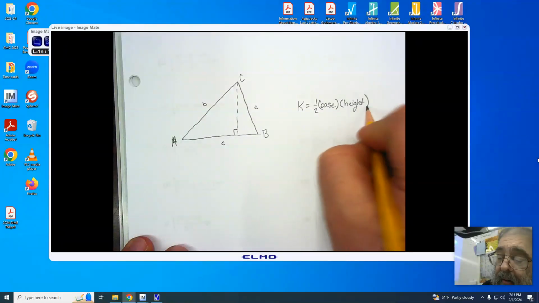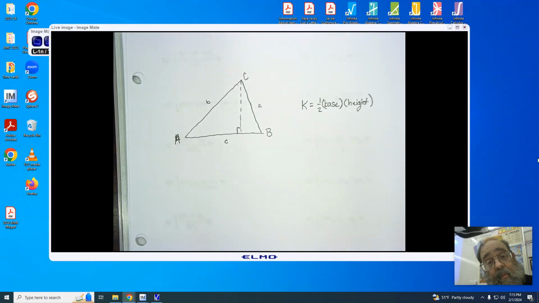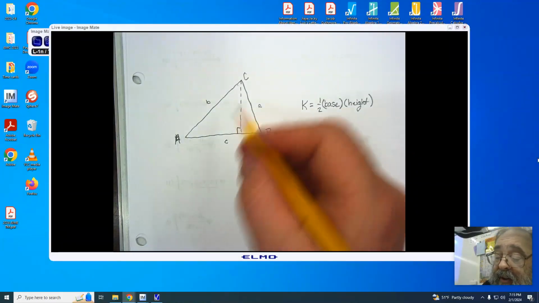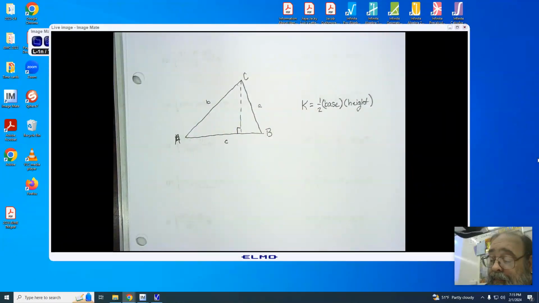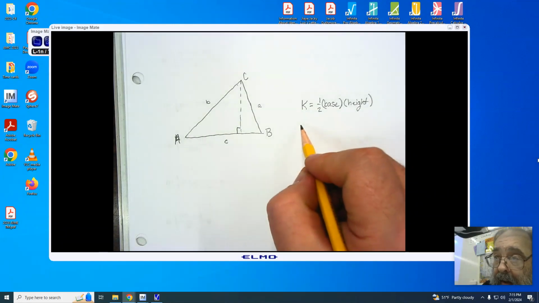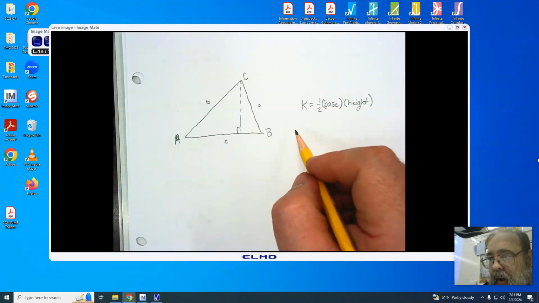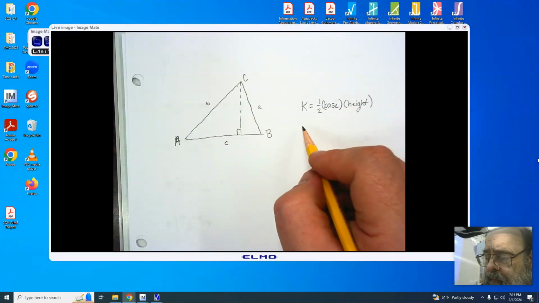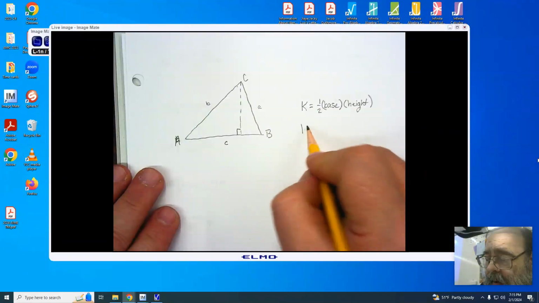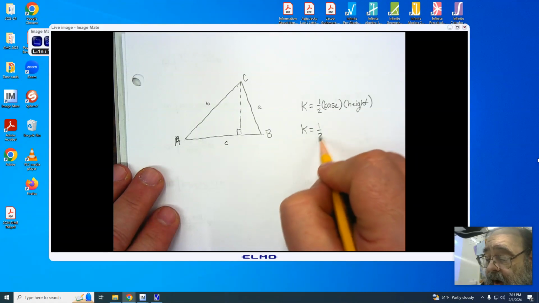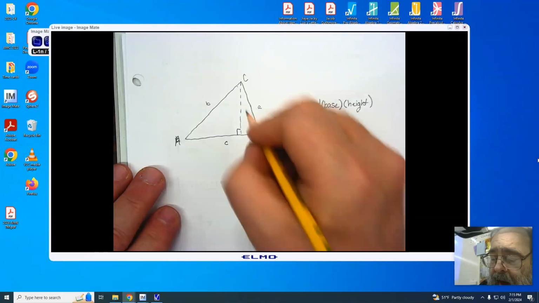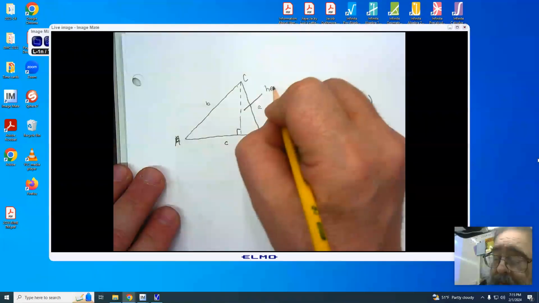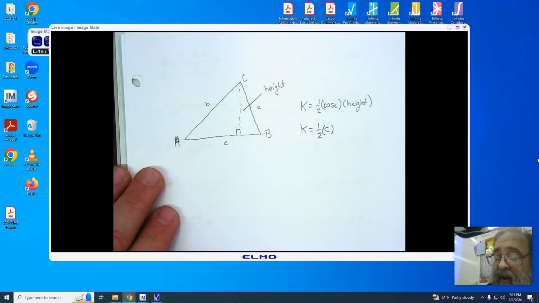Now in a right triangle, that's pretty easy. But when we don't have a right triangle, in this case an acute triangle, it's also known as oblique, or I suppose we could call it scalene, I'm going to have to figure it out. Now my base is easy to find, that's C. But how do I find that height? That's where the real question comes in.